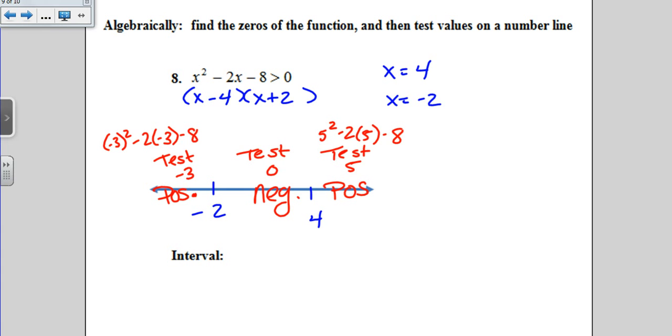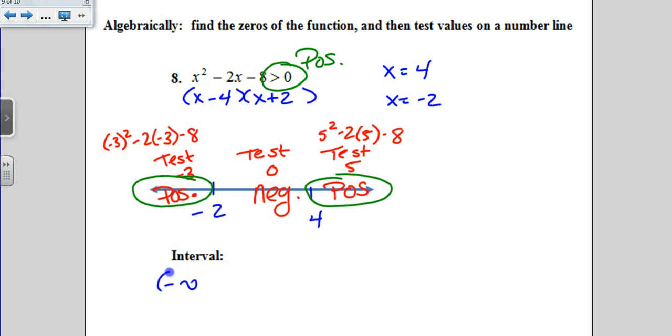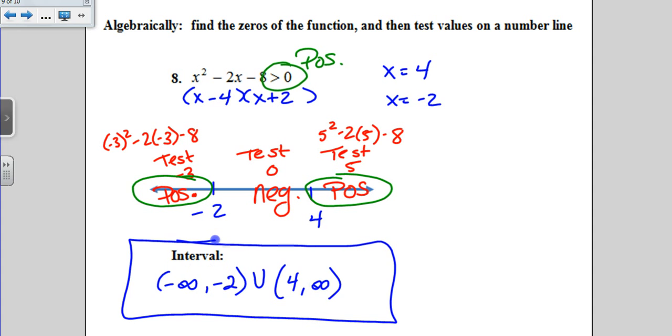So remember, we're looking for where it was greater than 0 or positive, which would be this section right here and this section right here. So we need to write our answer in interval notation. So anything less than negative 2 would be negative infinity to negative 2. Now because it does not have an equal to symbol in the original problem, we're going to put a parenthesis. Union, I got to jump over all this negative business in the middle. And then it picks up again at 4 and goes to infinity. So our final answer is that lovely interval.